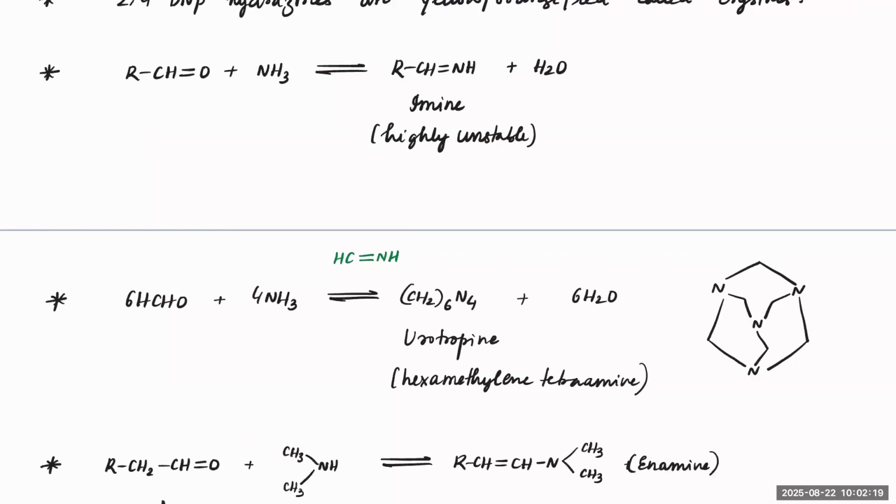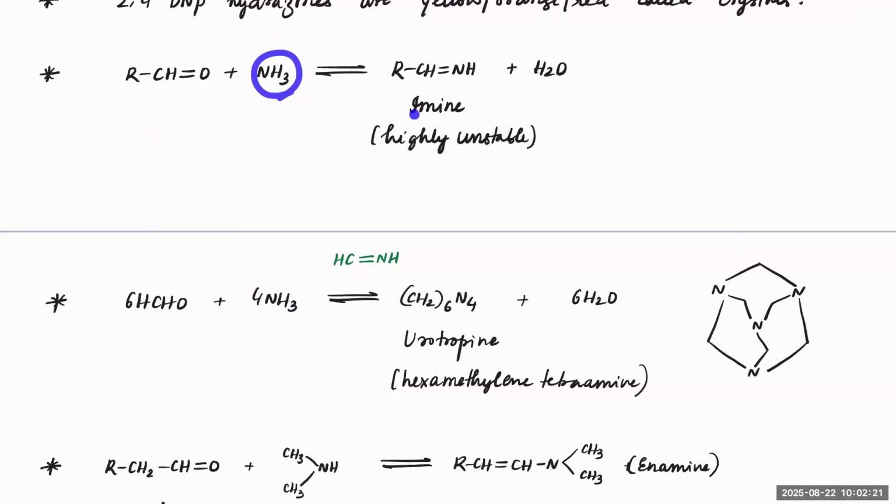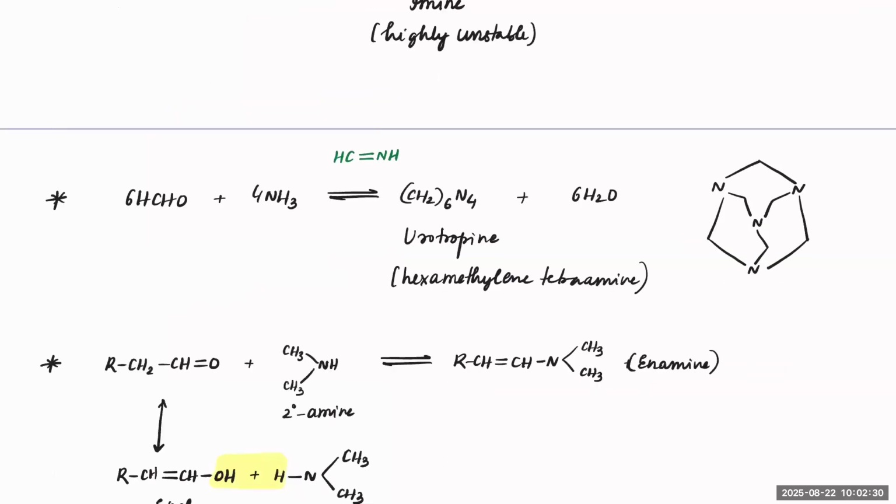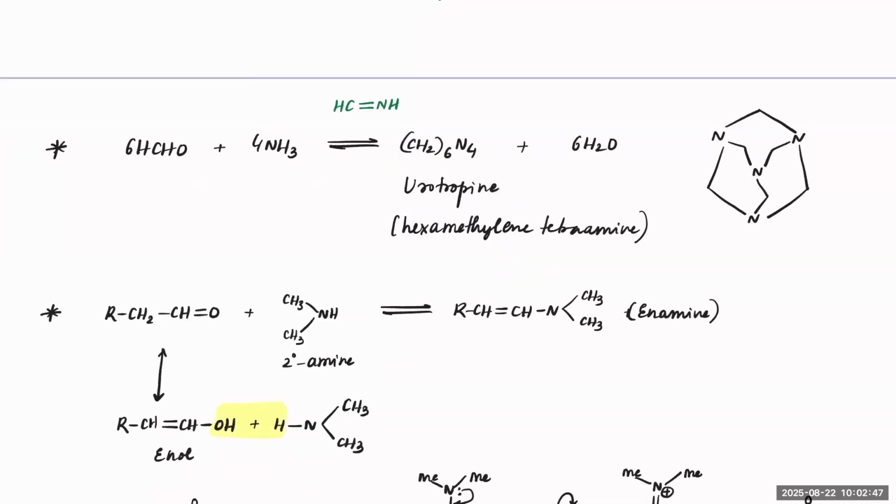If you have only ammonia, you will get imines. Imines are unstable in water. They can immediately break down and convert into aldehydes again. But if you push excess amount of ammonia and aldehyde, the reaction will go in the forward direction. Especially if you have formaldehyde with ammonia in at least a 6:4 ratio, it will form a compound called urotropine. Its actual name is hexamethylene tetraamine.